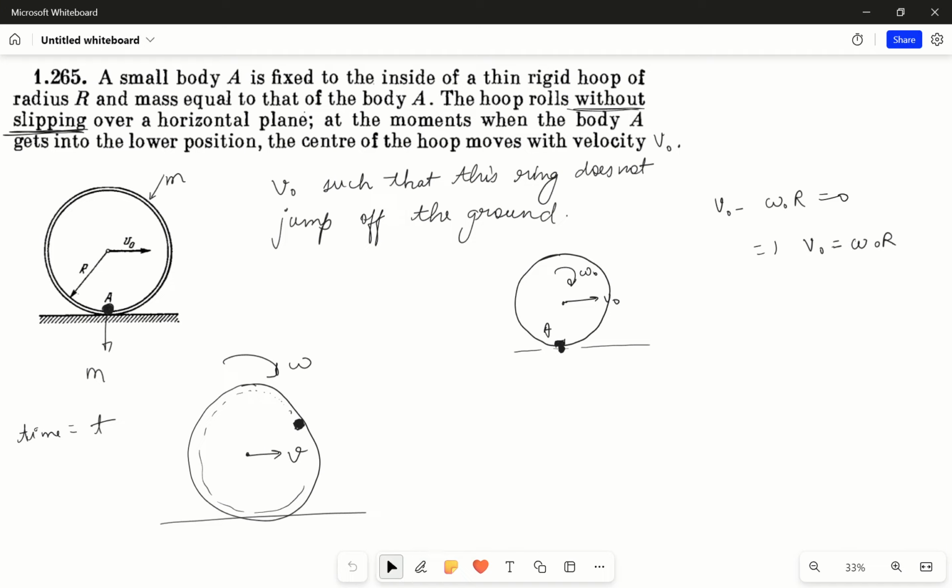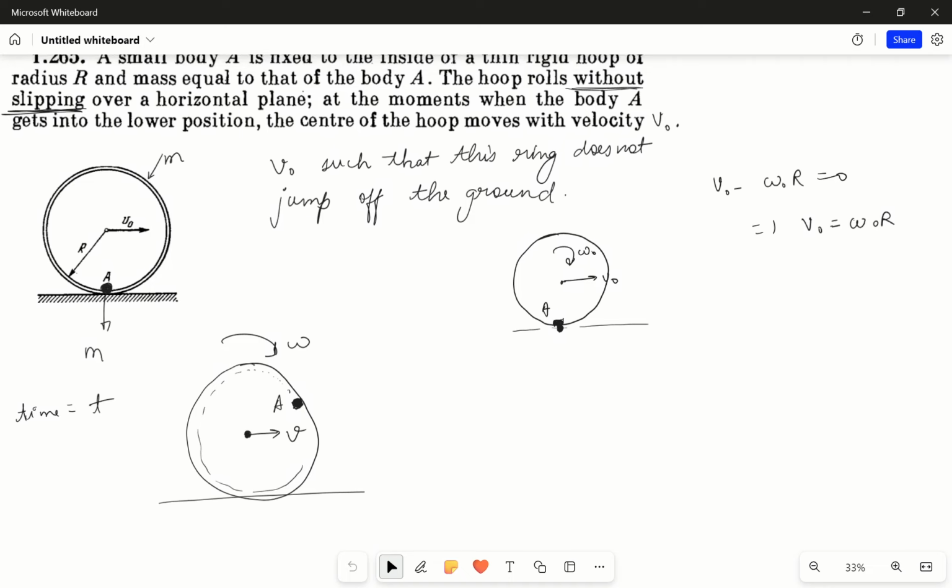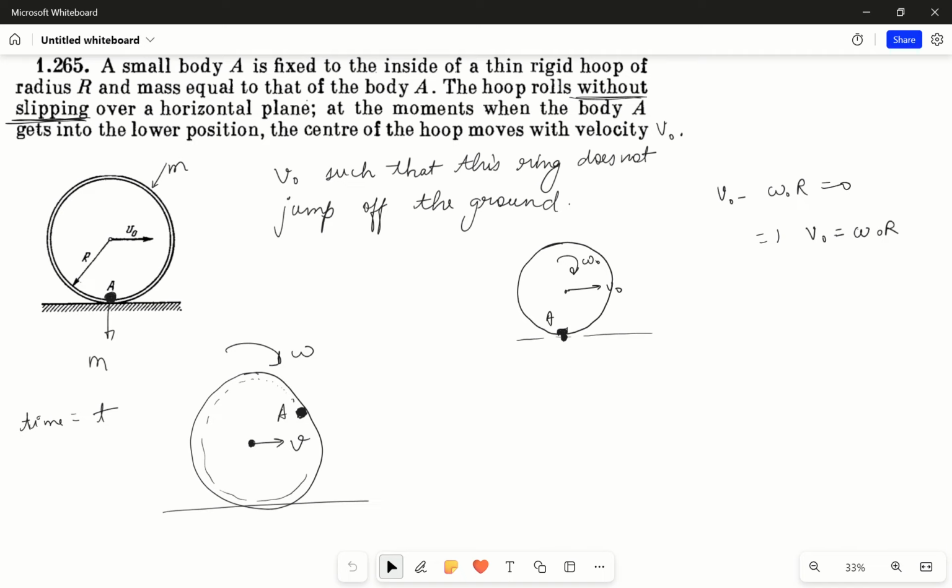And basically, if you observe, this body A is performing a circular motion about the center of the ring. With respect to this center of the ring, it is performing a circular motion. So it might be useful in this question somewhere in the future. Let's keep it in mind that it is performing a circular motion about the center of the ring, and let's see if it is useful somewhere. So we have analyzed the motion of this system of the ring and the object.